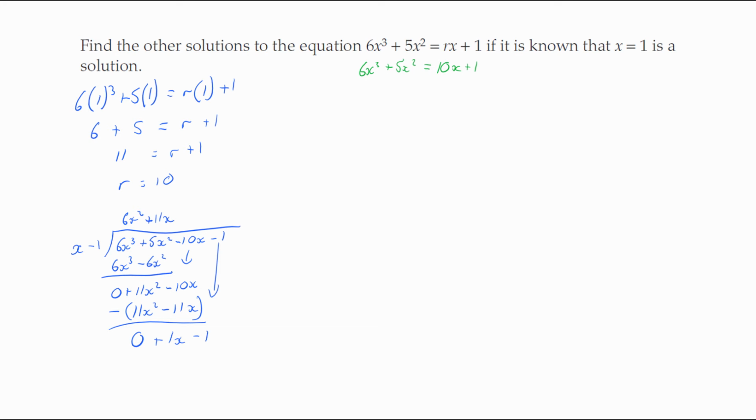And then finally, one last division. So x into the 1x will give us a 1. And then multiplying out would give us 1x minus 1, which gives us a remainder of 0. Division works perfectly, and we can say that the partially factorized form is now equal to x minus 1 times 6x squared plus 11x plus 1.